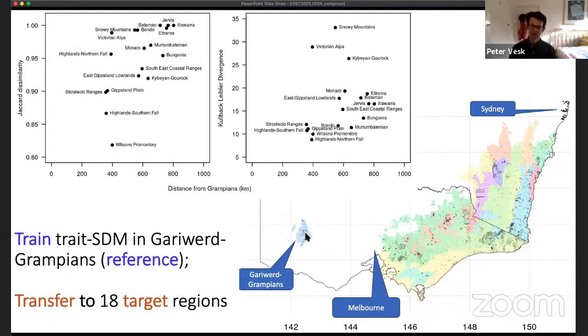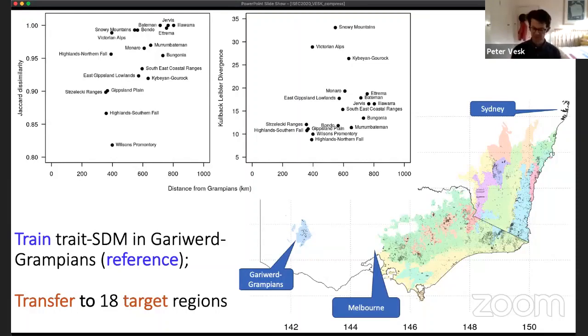Can we train our trait SDMs in here and then transfer them to 18 target regions over here, at which there are a whole bunch of other species? These graphs just show the distance in kilometres away from our reference region, showing that the nearest of them is more than 400 kilometres and nearly up to 1,000 kilometres away. And the environmental dissimilarity of these target regions from the reference region, and the Jaccard dissimilarity. Up here we have regions that share absolutely no species in common with our reference region, and down here we have regions that share less than 20% of species. So we are transferring to new regions and new species sets entirely.